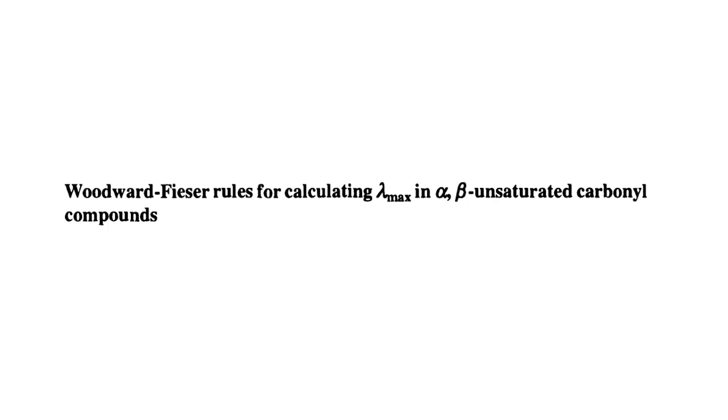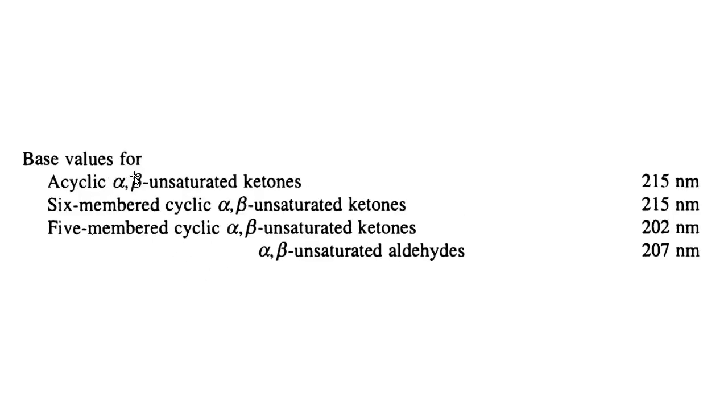Welcome back. Today we will discuss Woodward-Fieser rules for calculating lambda max in alpha beta unsaturated carbonyl compounds. These are the base values for different types of alpha beta unsaturated ketones or carbonyl compounds. For example, acyclic alpha beta unsaturated ketones will have a base value of 215 nanometer.